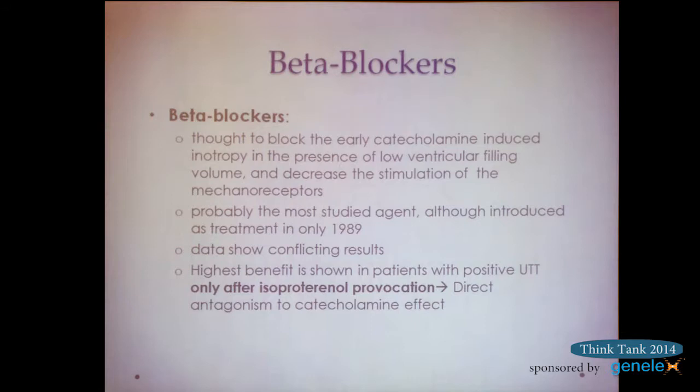So one of the very popular things that we use to treat POTS is our beta blockers. These agents are thought to block the early catecholamine-induced inotropy in the presence of low ventricular filling and decrease the stimulation of the mechanoreceptors, thus blocking the neurologic response to progress to hypotension. Probably the most studied agent, although it's only been introduced as treatment in 1989. Some data show conflicting results.